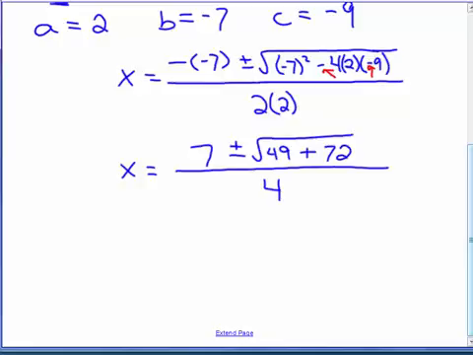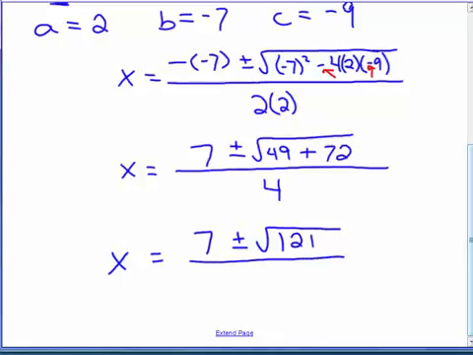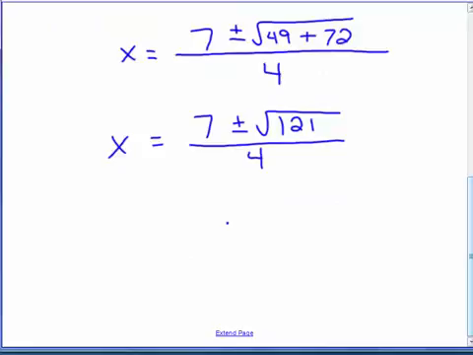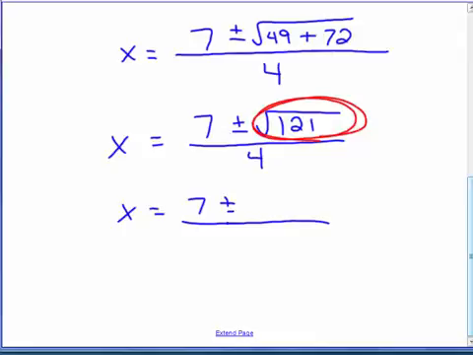My next step, I'm going to put together the stuff inside the square root. So I get x equals 7 plus or minus the square root of 121 all over 4. So at this point, if I look at the square root of 121, if I can simplify that, I will. Sometimes you can, sometimes you can't. In this case, square root of 121, I can do that. It does come out as an integer here. So I am going to go a little bit farther. So it's 7 plus or minus 11 all over 4.